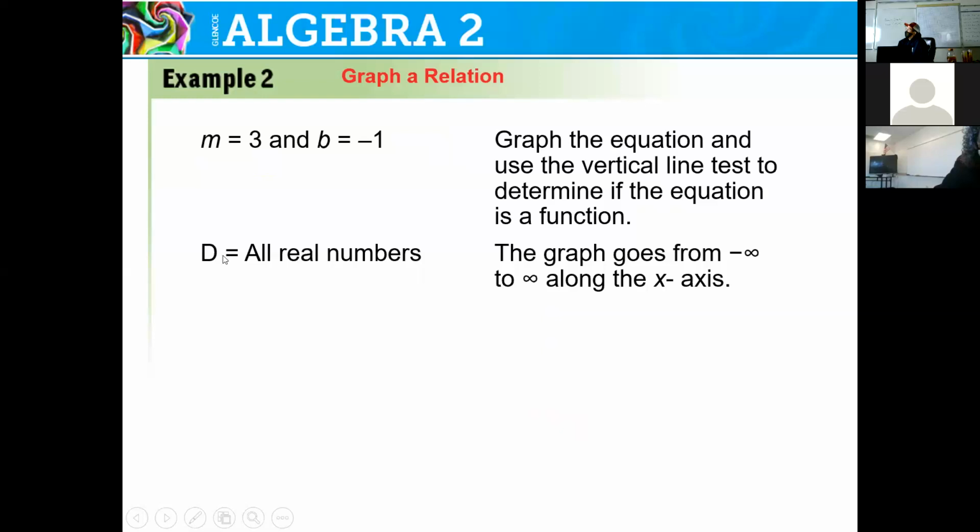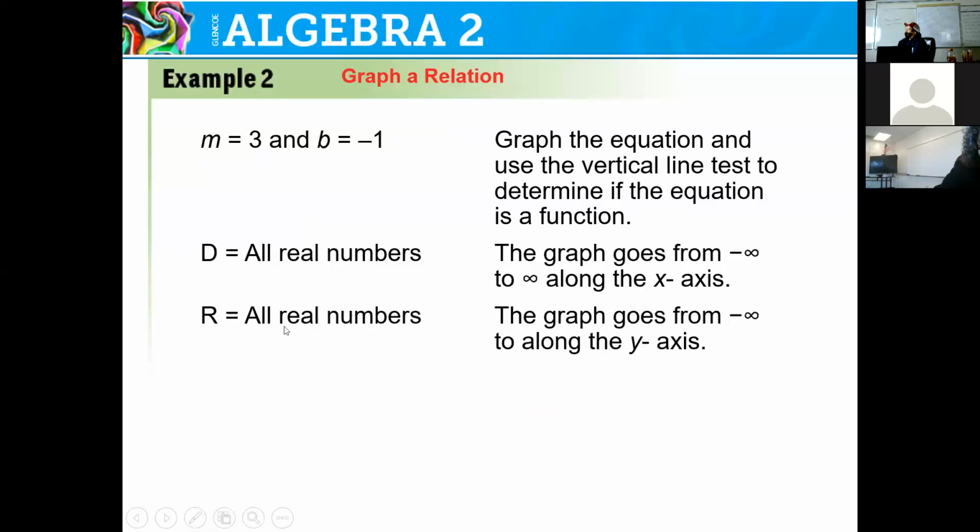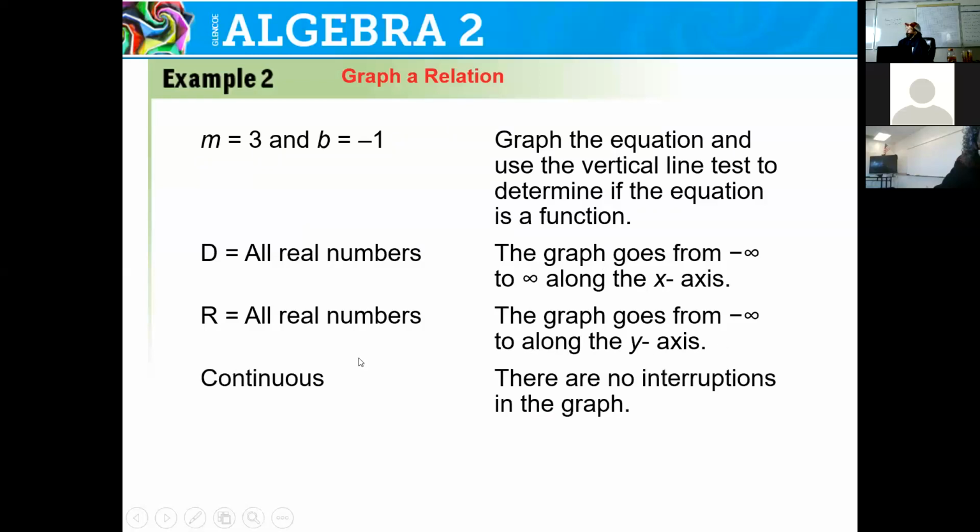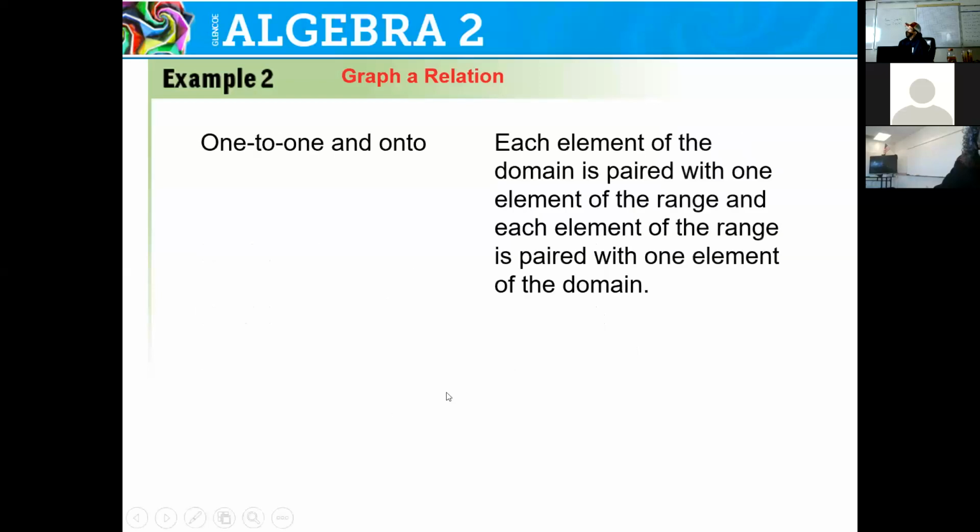So our domain, all real numbers, the graph goes from negative infinity to positive infinity along the x-axis. The range, all real numbers, the graph goes from negative infinity to positive infinity along the y-axis. It's continuous. There's no interruptions in the graph. Or in other words, when we draw this, we would never have to pick our pencil up. It is one-to-one and onto. It passed the horizontal line test, and each element of the range maps to an element of the domain.